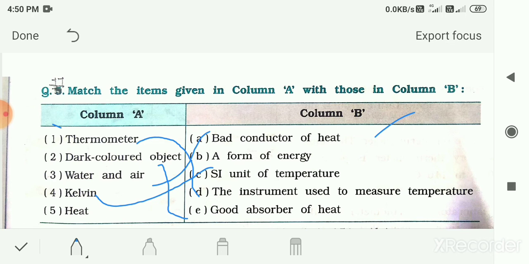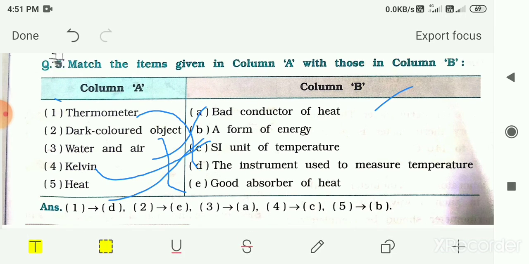Next, fifth number is heat. So heat is a form of energy. So with fifth number, your option B will come. Heat is one form of energy. So here the answers are also given to you.